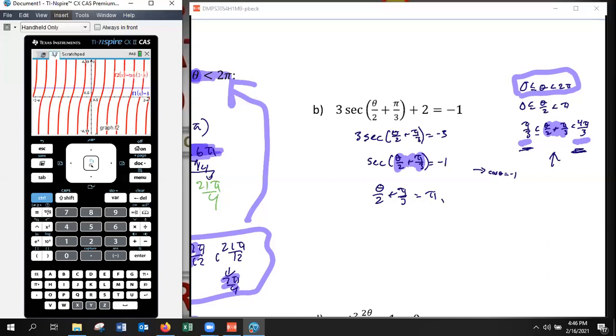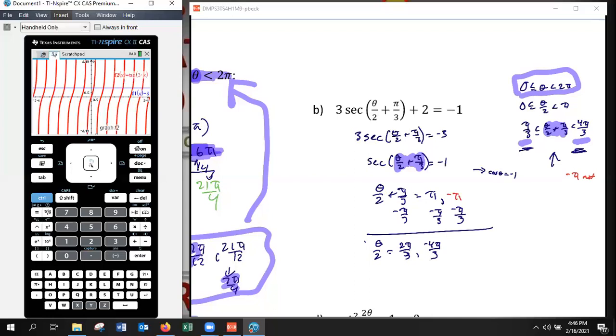Now, if I really wanted to just kind of pretend and say secant is -1 at -pi, let me change colors. Let's make this red, as in danger. This is not going to work, because -pi is not on the interval. But if it were, let's see what would happen. Now if I subtract pi/3 from each one of these, I now have θ/2 equals 2pi/3, and -pi minus pi/3 is -4pi/3.